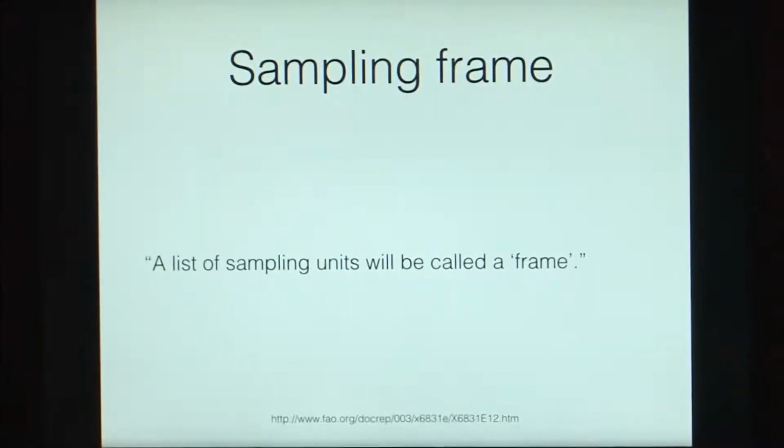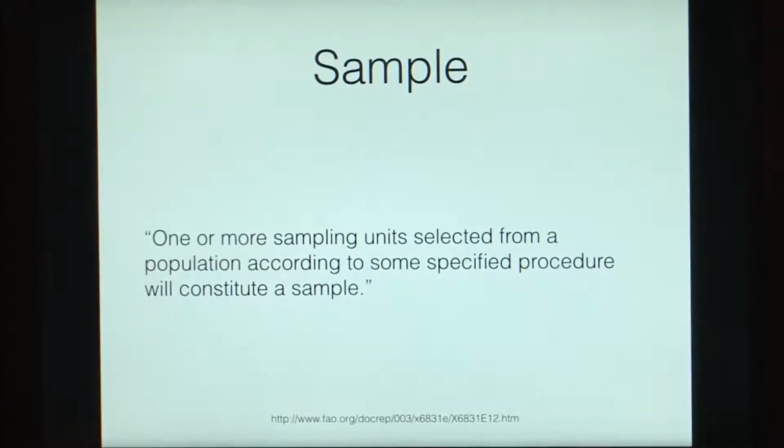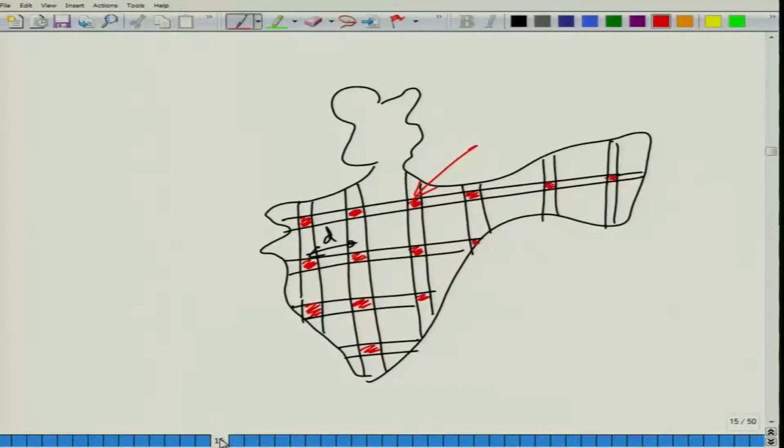Next, we can define a sampling frame. When we take a list of all the sampling units for a population, then this list is called a frame. So, it is called a sampling frame. Now, once we have defined those, we can define a sample. A sample is one or more sampling units selected from a population according to some specified procedure, and that will constitute a sample. So, for instance, when we talked about this map and we had defined so many sampling units, then we can define that we are going to take every second sampling unit as a sample. So, in this case this will be our sample.